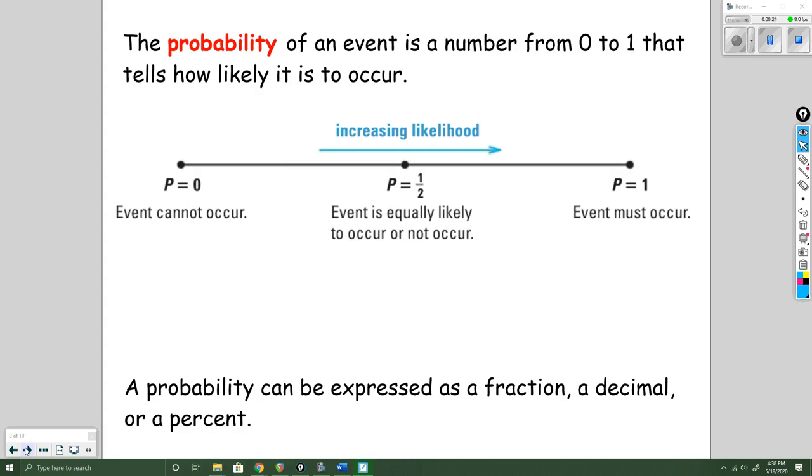First, we're going to talk about what probability is. The probability of an event is a number from 0 to 1 that tells you how likely it is to occur, where increasing likelihood corresponds to a higher number. So the probability being 0 means that event cannot occur. The probability being 1 means the event must occur, guaranteed that thing is going to happen. If the probability is 1/2, that means that event is equally likely to occur or not occur. So a probability can be expressed as a fraction, decimal, or percent. Most of the time, I'm going to write it 3 different ways: as a fraction, as a decimal, and as a percent.